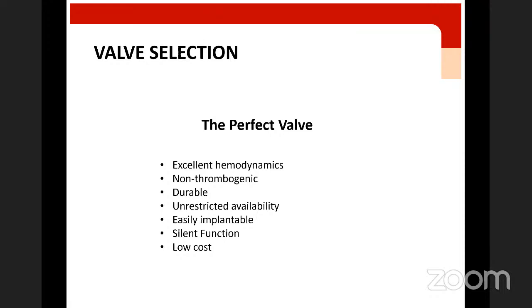Unrestricted availability: for example, like a homograft, does it need to be pre-ordered in advance? Are all the valve sizes available, or do we need to talk to the company representative in advance? Easily implantable, easier to be implanted surgically, is easier for the surgeons. Silent function, which is more applicable to mechanical valves. They are very noisy, and the noise level varies from valve to valve. For example, the Onyx, though it is favorable for its lower thrombogenicity, produces the highest noise. The ATS produces less noise, and the St. Jude mechanical is, I think, in between. Low cost is also important in countries with lower economies or hospitals with lower budgets, so that can be an important factor.